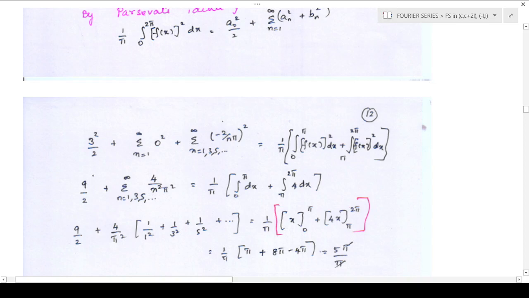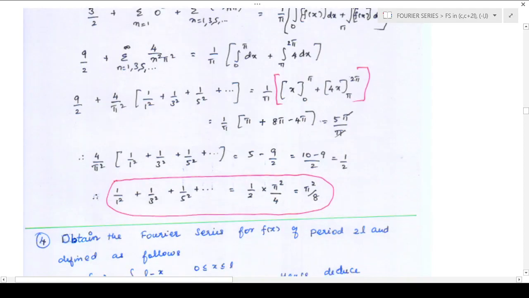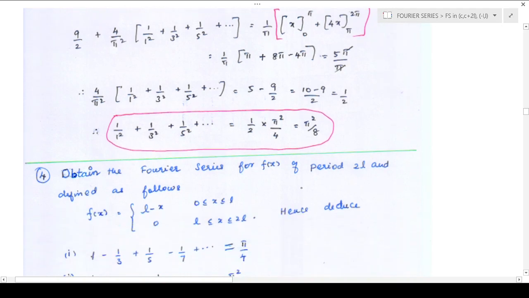Left hand side, it is 3 square by 2 is 9 by 2. You are taking this 4 by pi square outside. You are expanding it by applying n equal to 1, 3, 5, so on. You are getting as such. Then you are simplifying the right side. Then you are taking this 4 by pi square to the other side. It is coming to be pi square by 8, children.